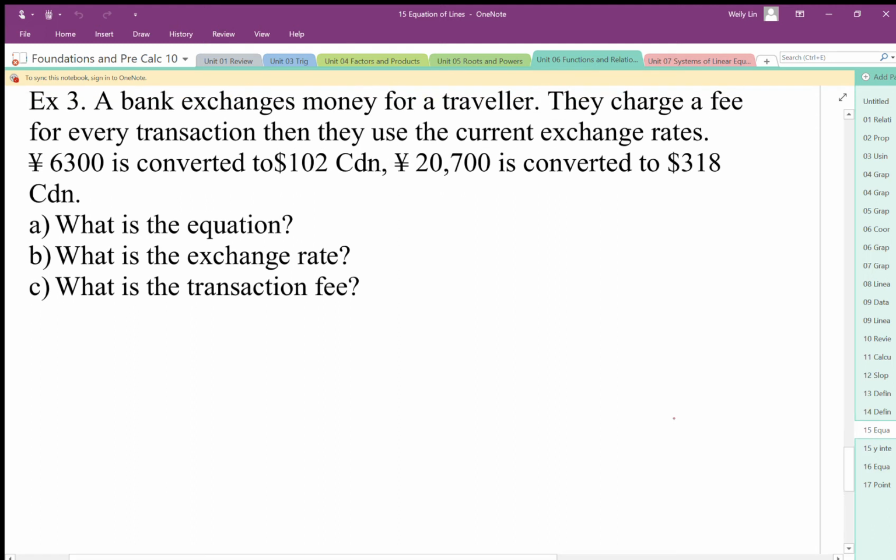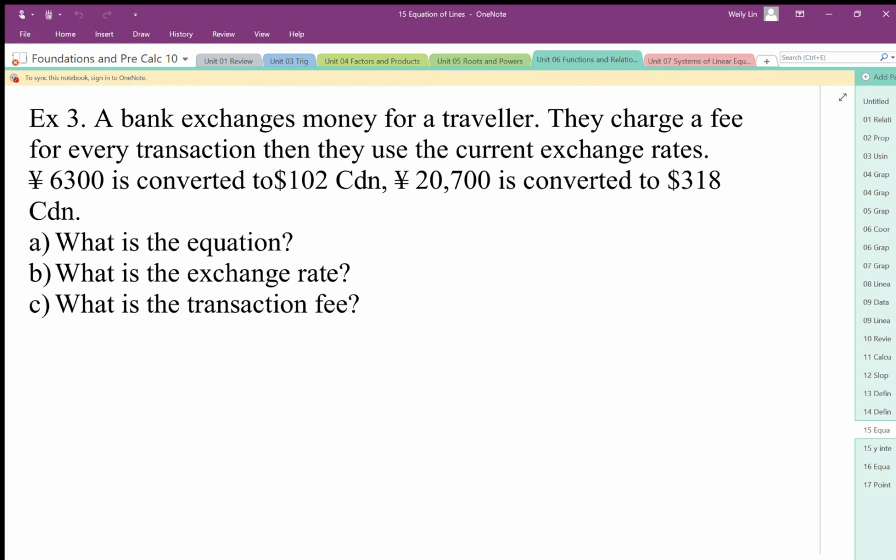So we're going to establish, first of all, the independent variable. The input will be the yen. That'll be our x. And the dependent variable looks to be the Canadian dollars, which will be our output, or y. So we want to come up with this equation.